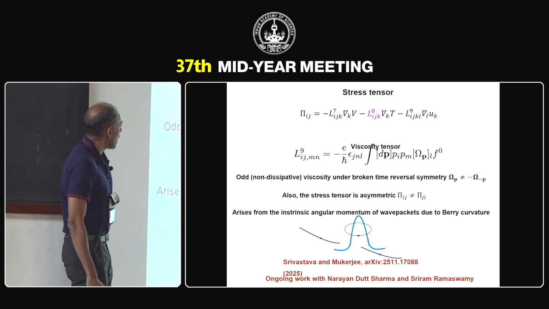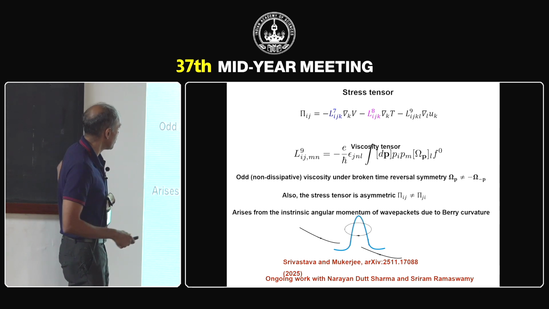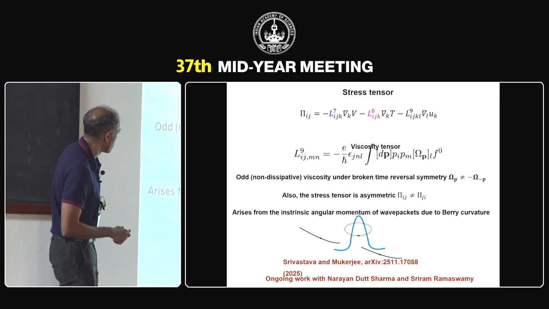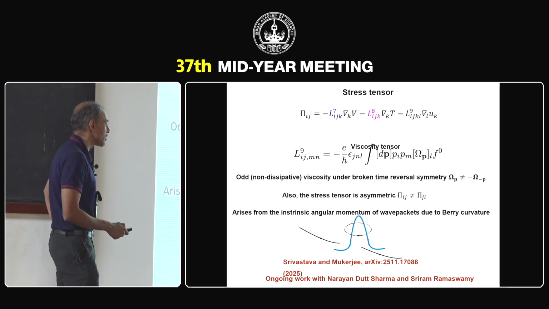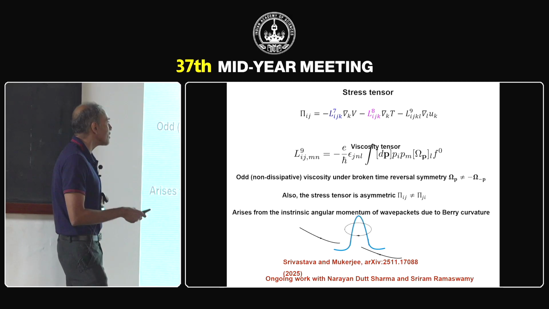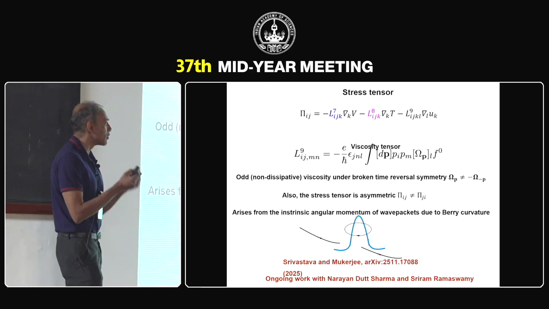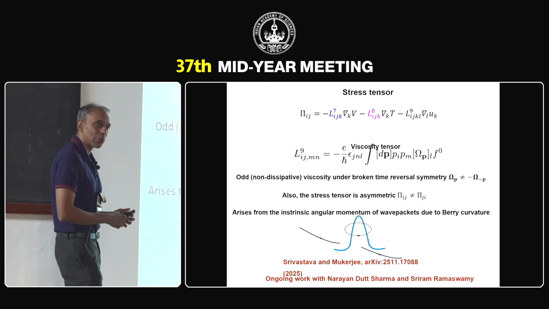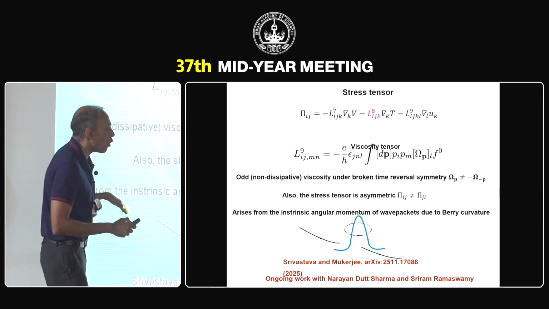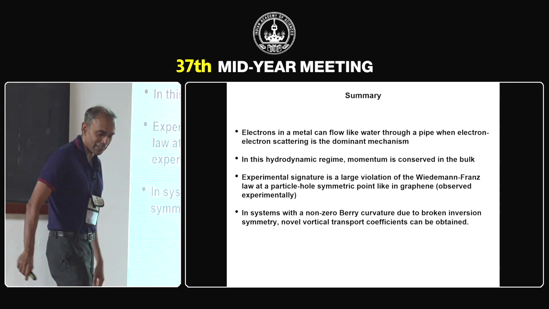Okay, and a last thing that I want to say is that in electron hydrodynamics, if you look at the momentum current or the stress tensor, it turns out that the stress tensor can actually be asymmetric, unlike in conventional fluids. And that asymmetry can be attributed to the fact that there can be an intrinsic angular momentum of these electron wave packets due to this Berry curvature. An asymmetric stress tensor typically tells you that the orbital angular momentum of the fluid is not conserved, and here that's because of this intrinsic angular momentum that these wave packets have.